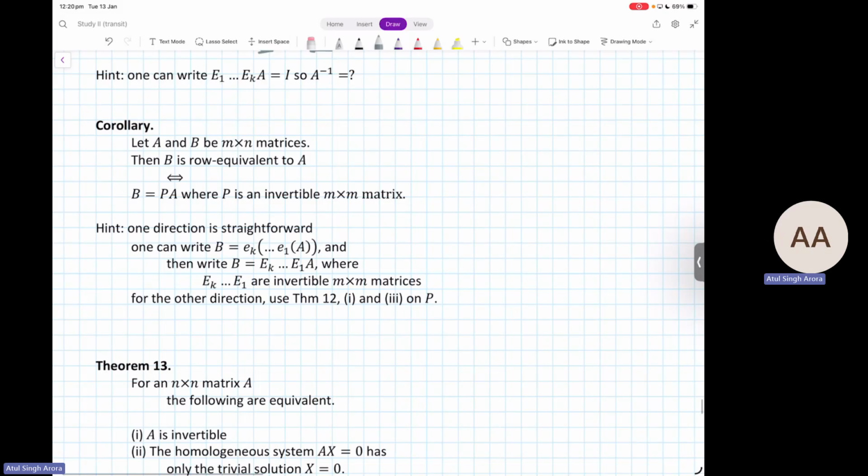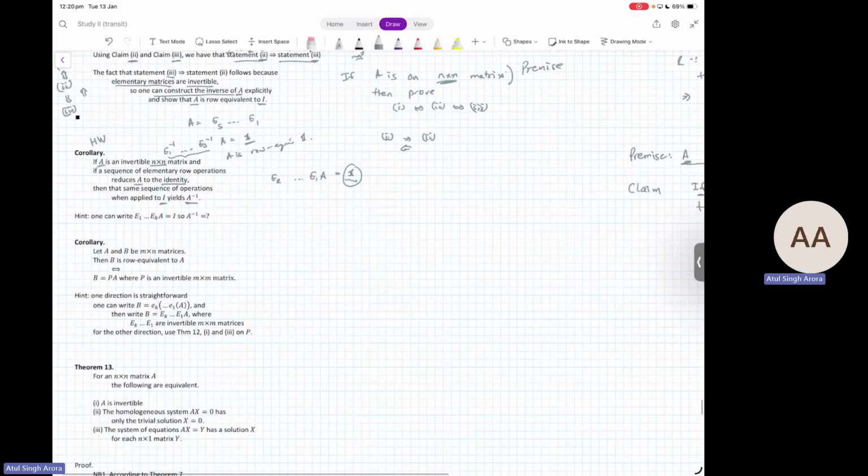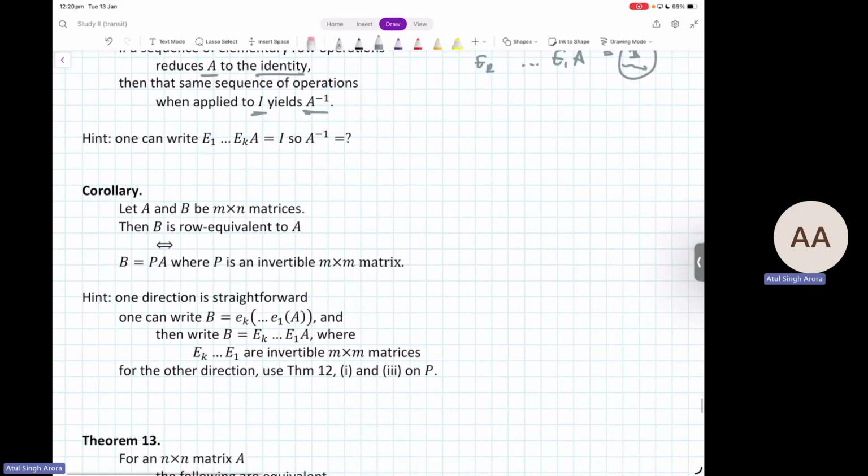All right, so let's look at the corollary next. The corollary here is saying, sorry, just give me a second.